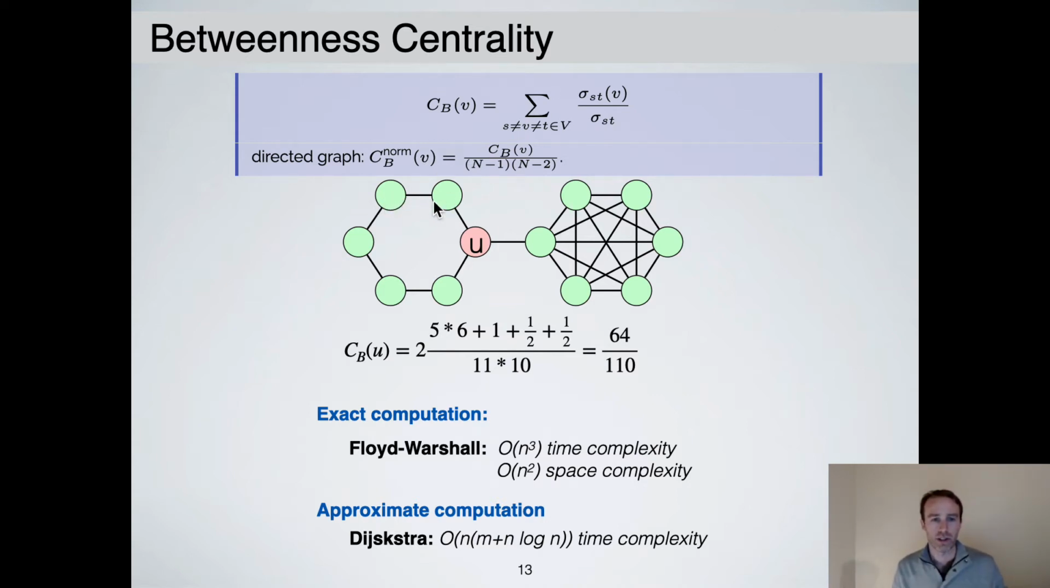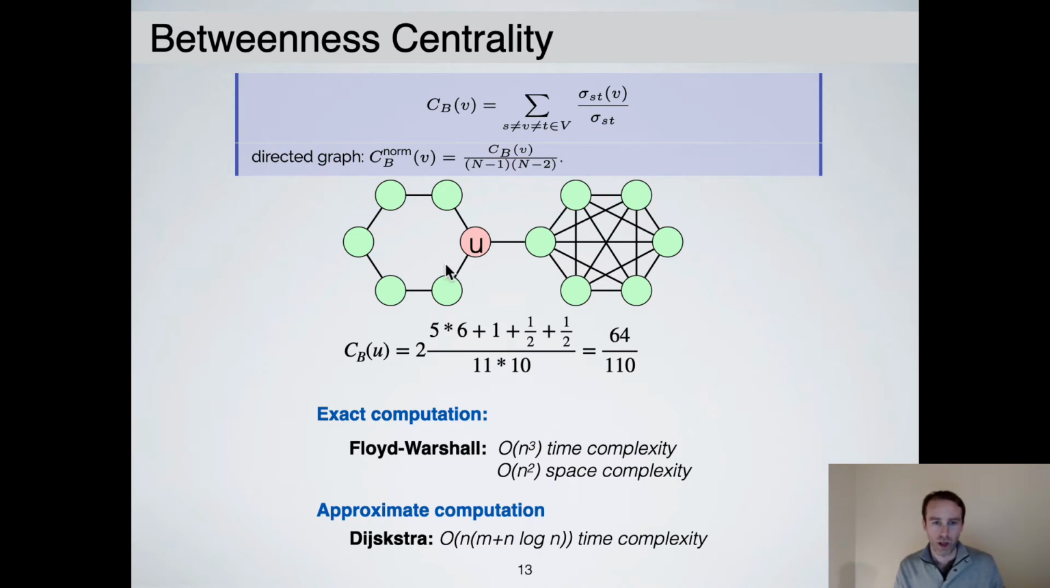So it's 11 times 10, because there are 11 green nodes, 11 other nodes, and each of them can be connected to all the other ones, has a shortest path to all the other ones. So this is the total number of pairs of nodes in the graph. And on the top, we are computing how many of the shortest paths between nodes are going through U.